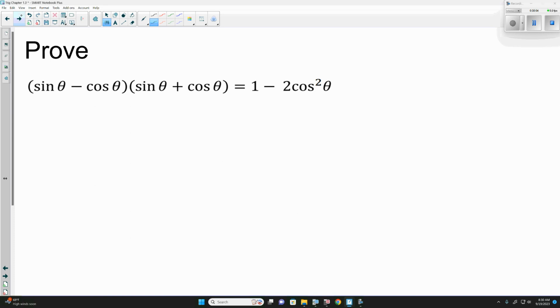And what we want to do is we want to prove that sine minus cosine times sine plus cosine is equal to 1 minus 2 cosine squared. Now, whenever we prove something's true, we want to show that these two sides are equal, yes? And one thing we cannot do is move stuff across that equal sign, okay? Because in this here, I cannot subtract this one from both sides or add the 2 cosine squared to both sides. It's just not possible.